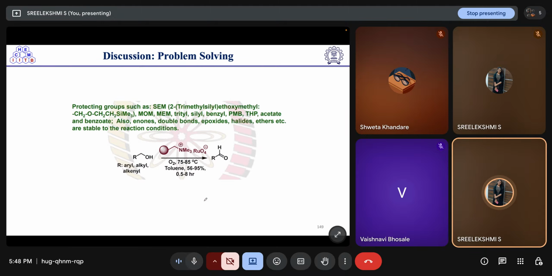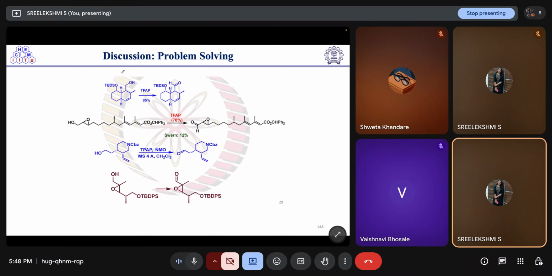Then we will see some examples. Here this primary alcohol is getting oxidized into the corresponding aldehyde, and over oxidation is not taking place; the oxidation is stopping at the aldehyde stage. Then here this primary alcohol is converting into this aldehyde. Here also the same, alcohol into aldehyde. Here also primary alcohol is converting into aldehyde, and here we can see other groups are not affected.